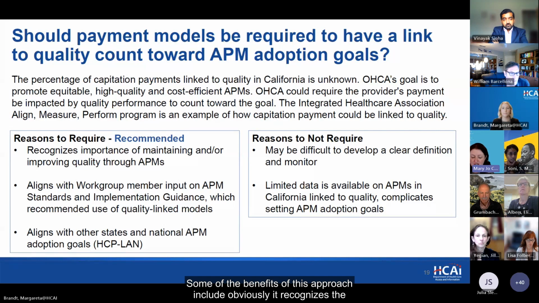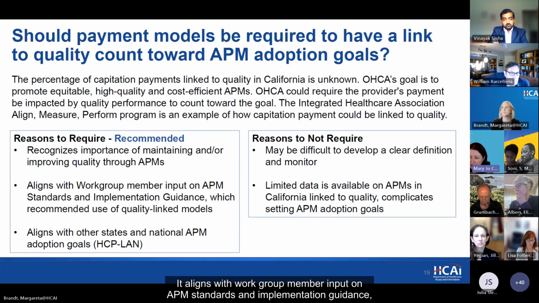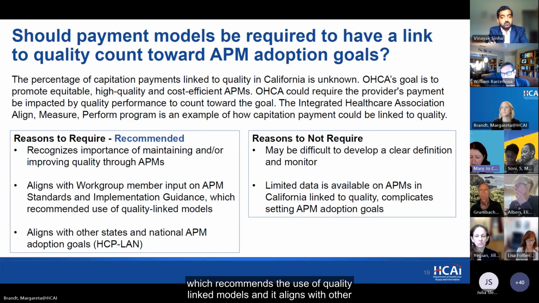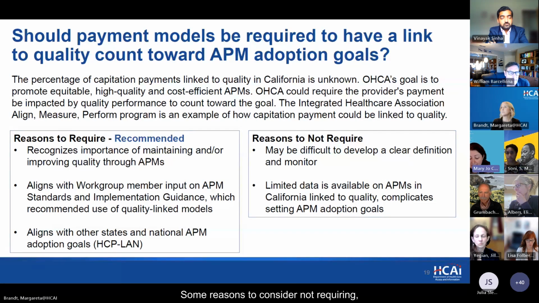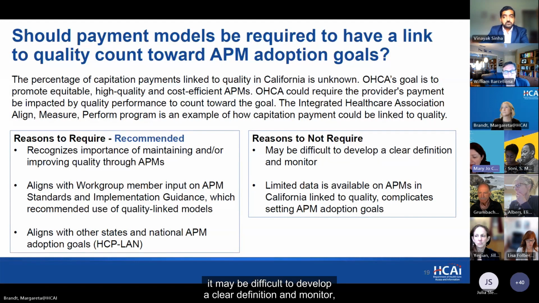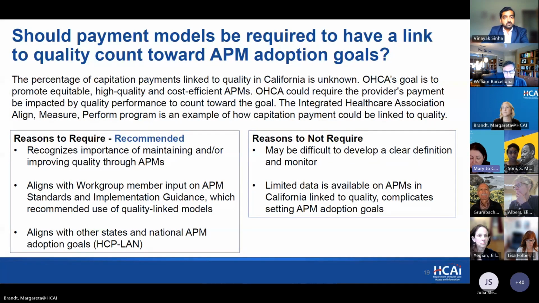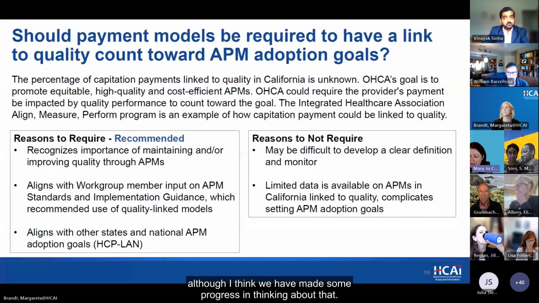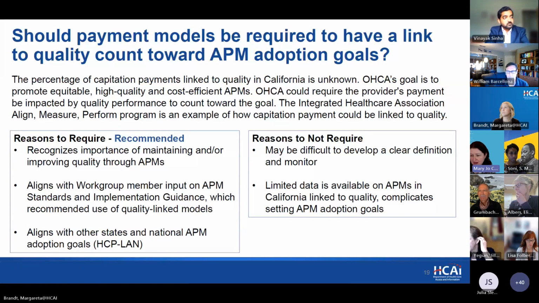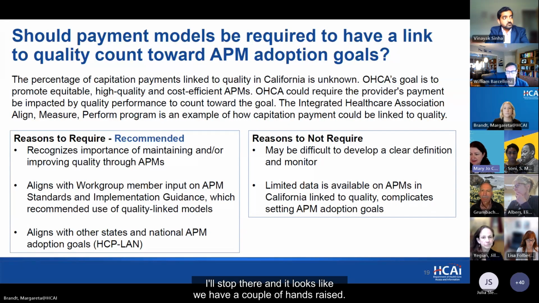Some of the benefits of this approach include, obviously, it recognizes the importance of maintaining or improving quality through APMs. It aligns with workgroup member input on APM standards and implementation guidance, which recommends the use of quality-linked models. And it aligns with other states and national APM adoption goals, including HCP LAN. Some reasons to consider not requiring: it may be difficult to develop a clear definition and monitor, although I think we have made some progress in thinking about that. And there is limited data available on APMs in California linked to quality today, which complicates a little bit setting those APM adoption goals initially. I'll stop there, and it looks like we have a couple of hands raised.